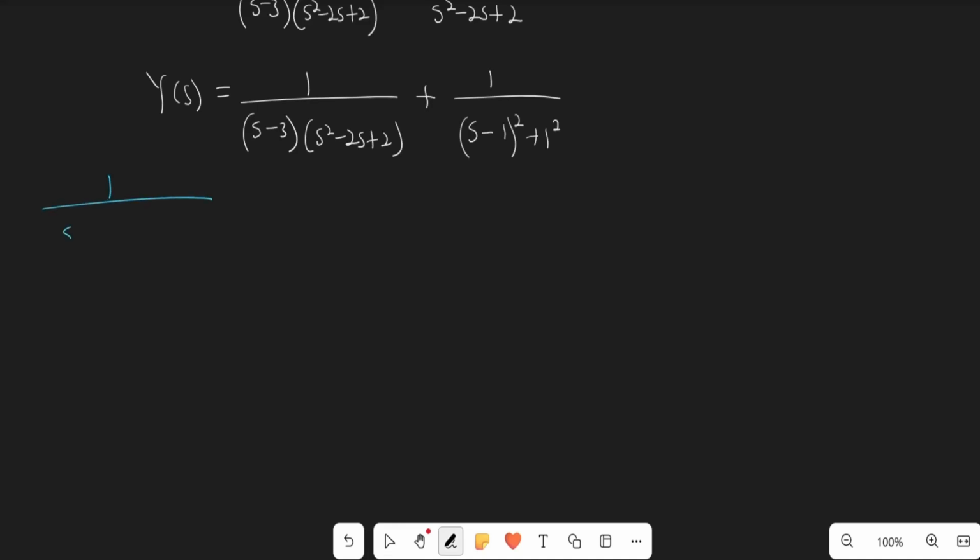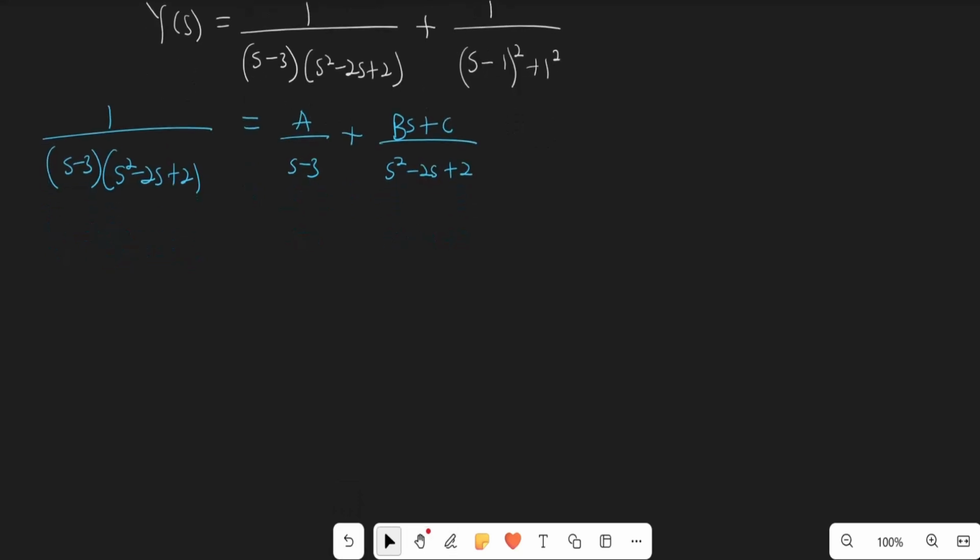So 1 over s minus 3 multiplied by s squared minus 2s plus 2 partial fraction, we are going to have A over the first one, this is linear, plus because this is quadratic term, the numerator is going to be linear, so that's going to be Bs plus C divided by s squared minus 2s plus 2. Cool. So now the LCM here is the product of the two terms. Now let's divide. So the left hand side is 1 all over s minus 3 multiplied by s squared minus 2s plus 2, like this.